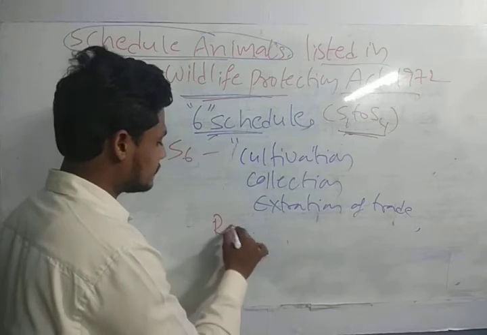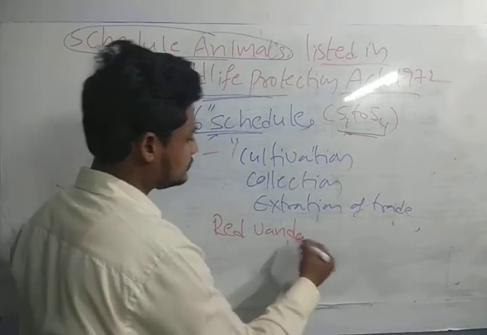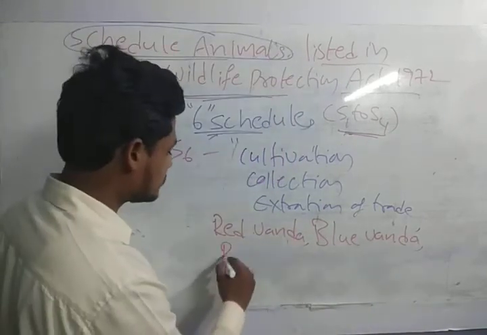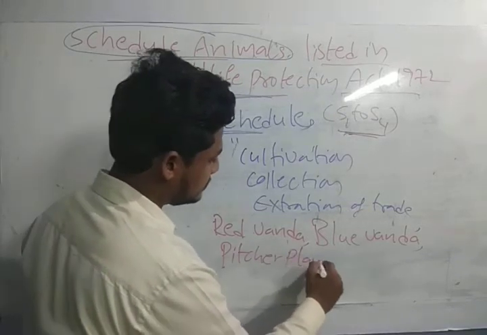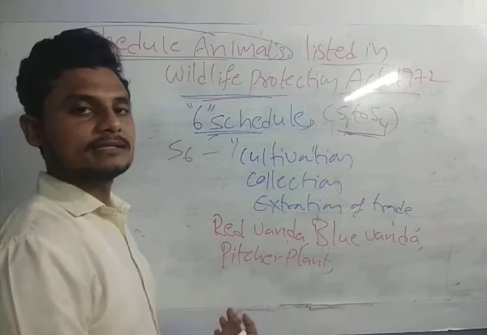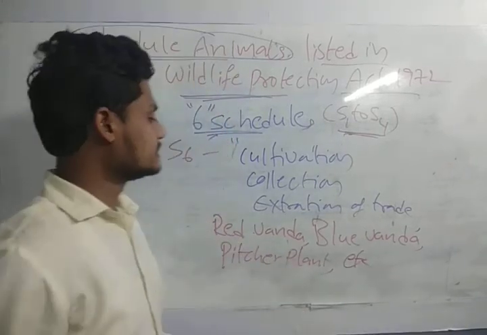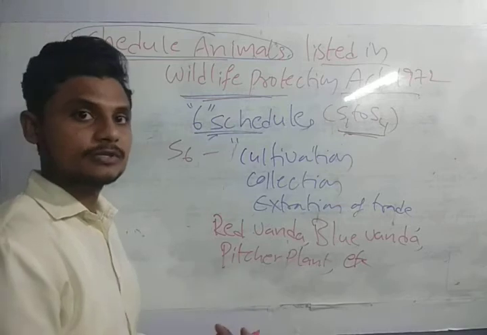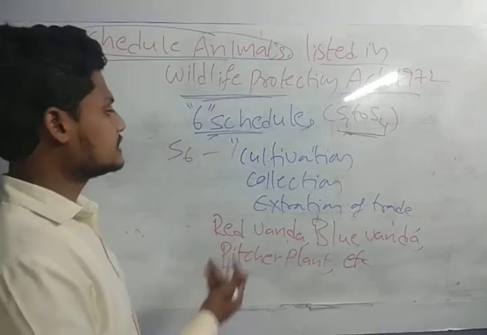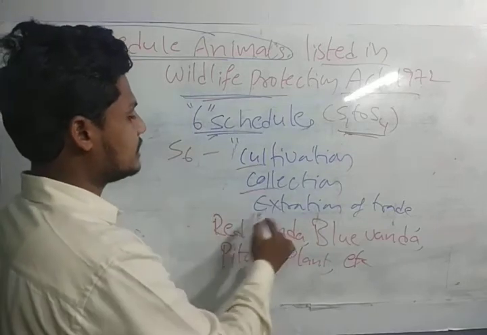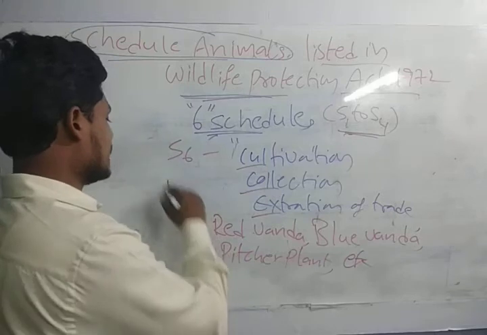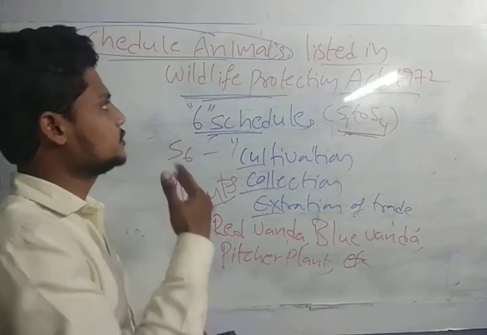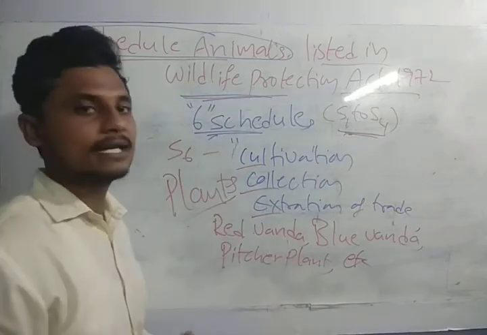Like we have the red vanda, blue vanda, pitcher plant, okay guys. So like this, etc. The red vanda, blue vanda, pitcher plants, the ladies' slipper orchids, etc. These are the ones for which cultivation, collection, or extraction for trade of these species will be prohibited. These are the plants, whereas Schedules 1 to 5 deal with animals, guys. This is about the scheduled animals listed in the Wildlife Protection Act 1972.